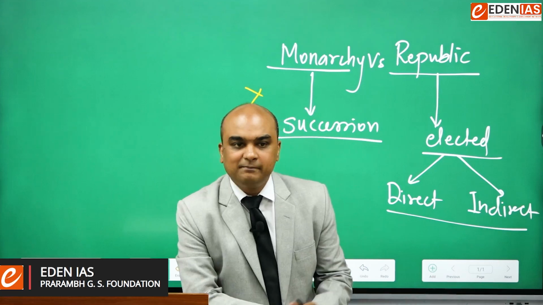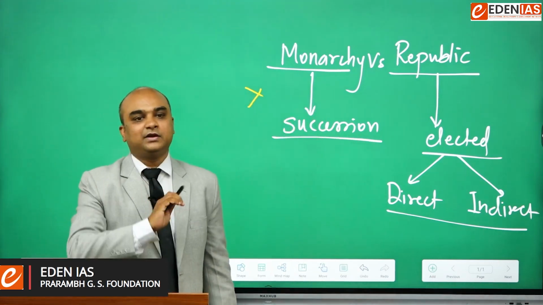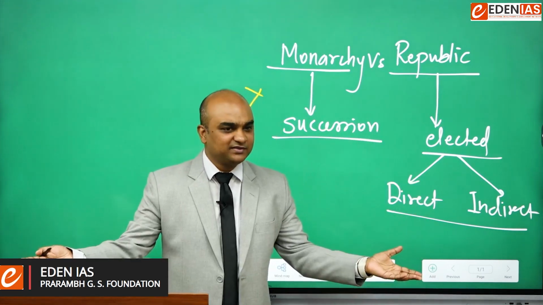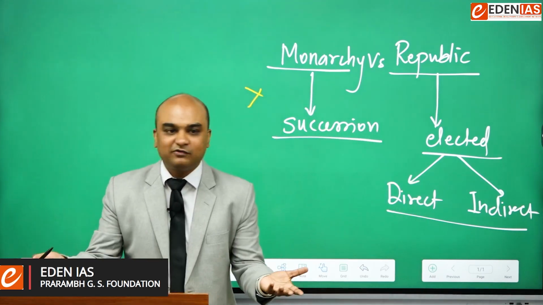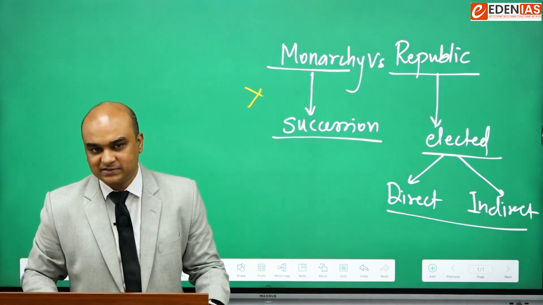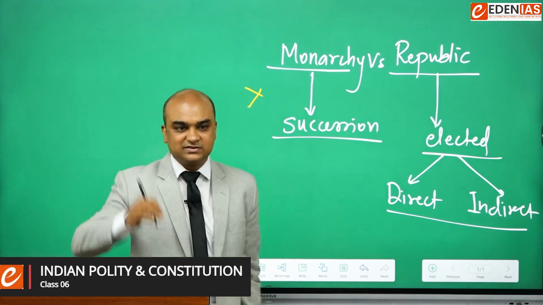Do you understand that? But can anybody become king? No. Only a person from the royal family will become king. But can anybody become president? The humblest of the people in this country have become the president of this country. Dr. APJ Abdul Kalam is a glowing example of that. Do you understand that?